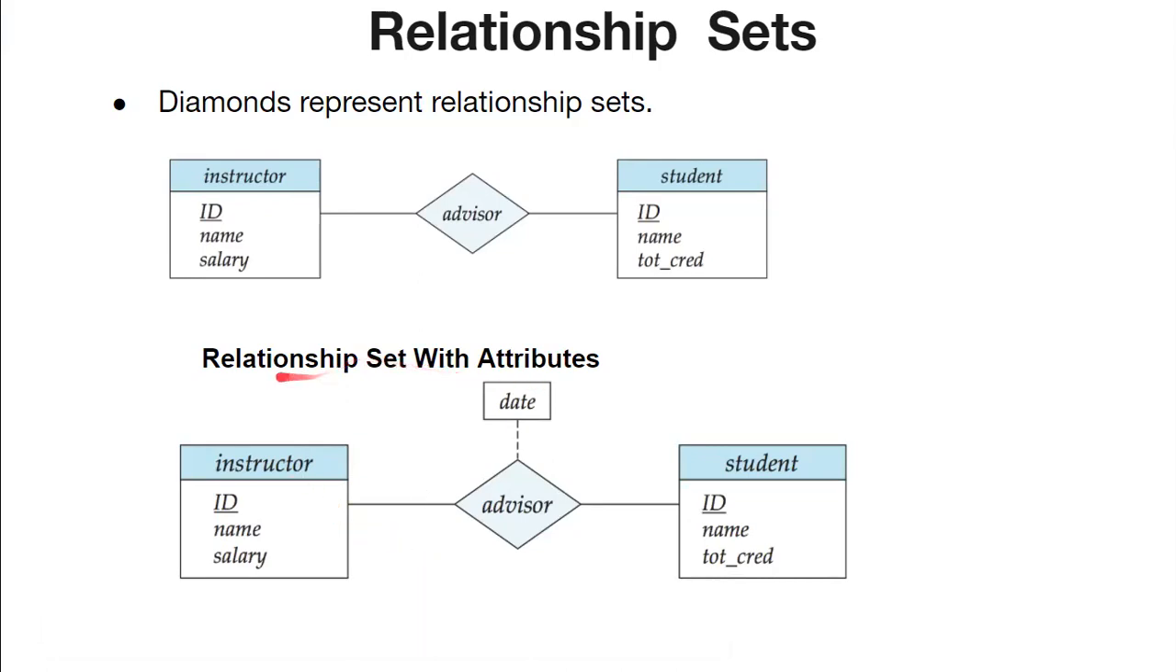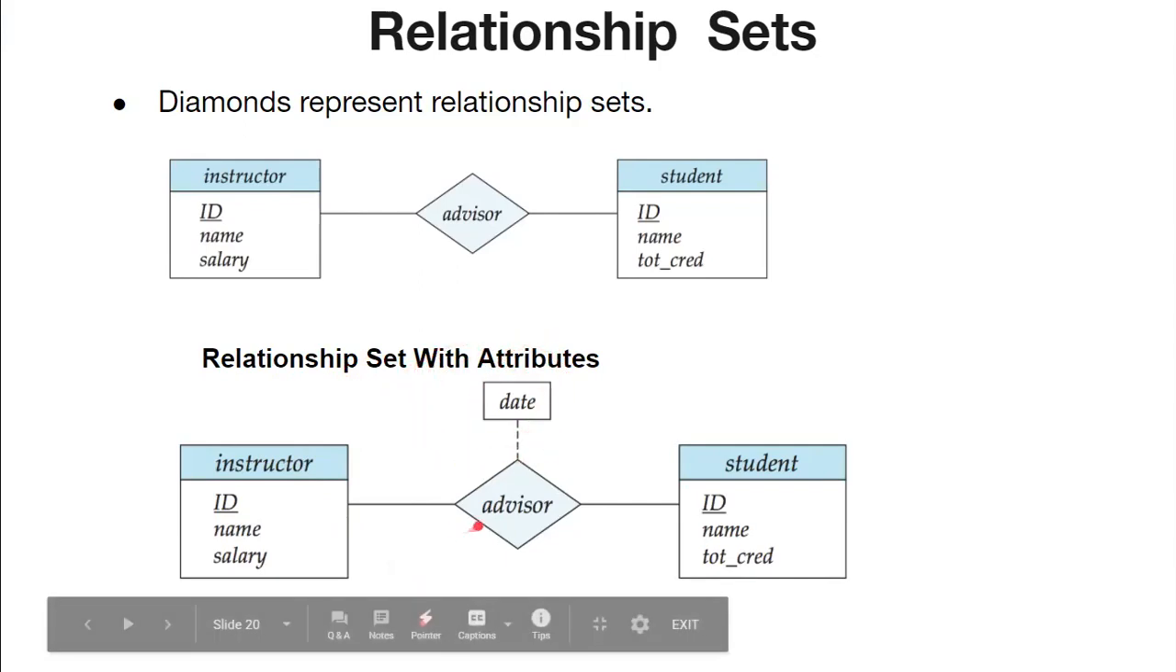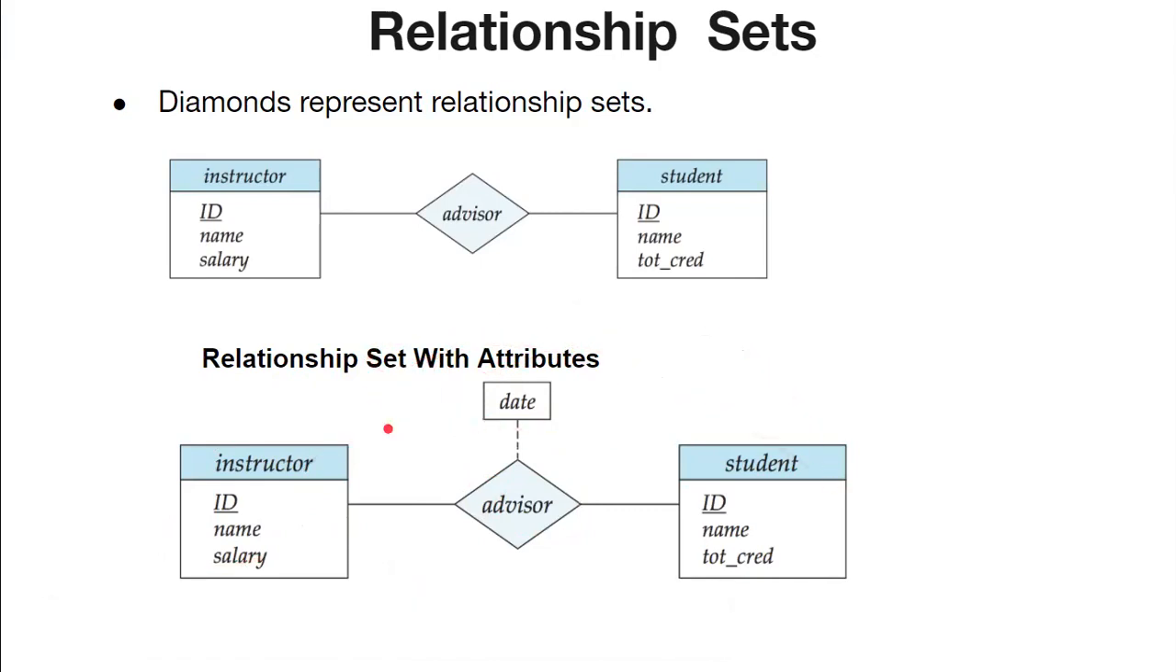A relationship attribute can also be there. That is, a relationship may consist of attributes also. We can attach an attribute to a relationship. Here it shows that this instructor is advising this particular student on the given date.